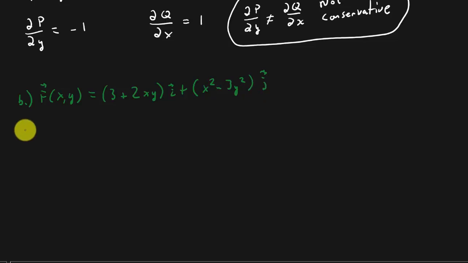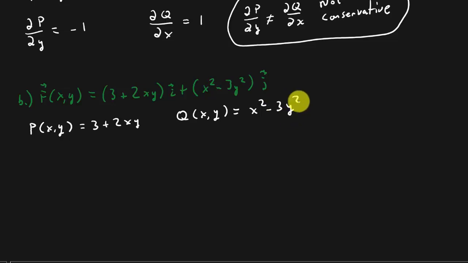So here we've got P of xy. Remember, P of xy is what's in front of i. Q of xy is what's in front of j. And so this is 3 plus 2xy. And Q of xy is equal to x squared minus 3y squared. So if we take the partial of P with respect to y, we get 2x. And if we take the partial of Q with respect to x, this is equal to 2x.